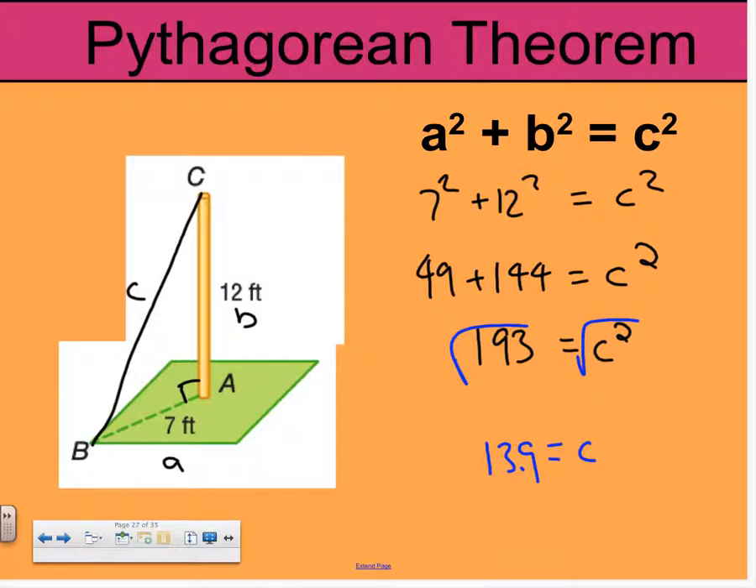So the length of the wire from the top of the pole to a point 7 feet away from the bottom of the pole is going to have to be 13.9 feet. Okay, so we've looked at several ways that we can use the Pythagorean theorem in a real life example. Now what I would like you to do is try the Got It to see if you indeed understand these scenarios.